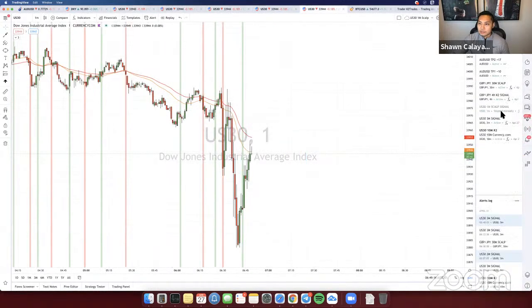I have my alerts set up right here. Let me set up my 1-minute alerts so that we can be notified whenever it reaches that point there. I don't really trade GJ anymore, so I'm going to turn these off.